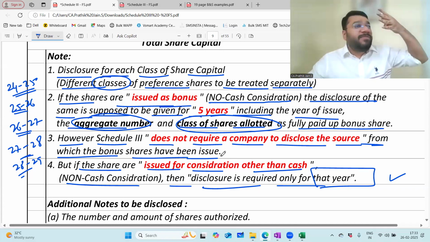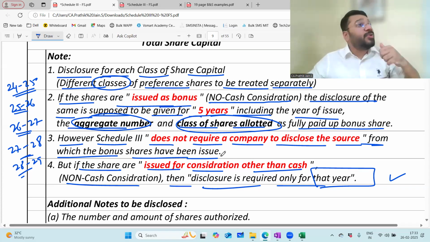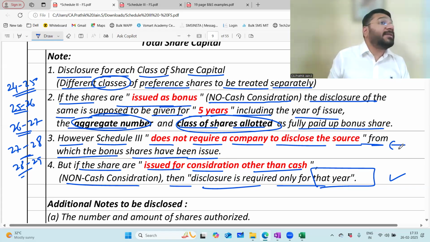Fourth is free reserve, which is general, and then P&L. So from these reserves, you're using the money. Those sources need not be disclosed. You can get this as an MCQ.